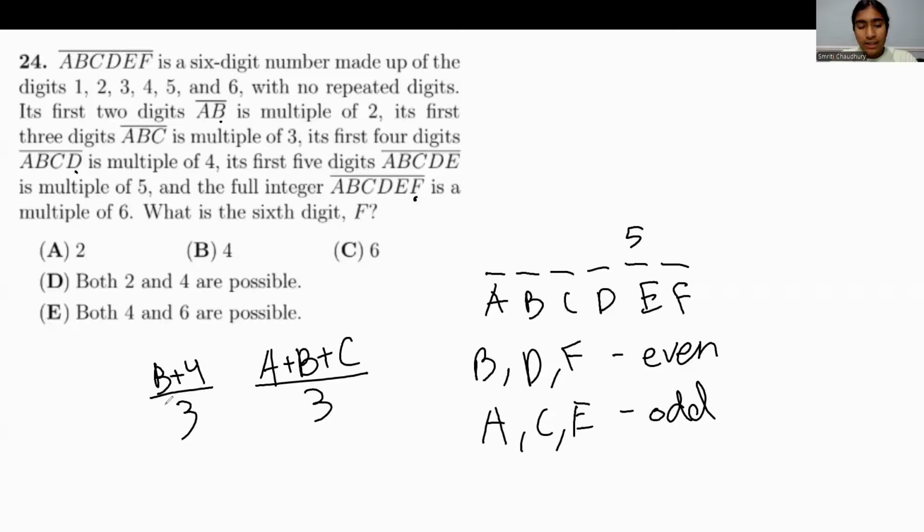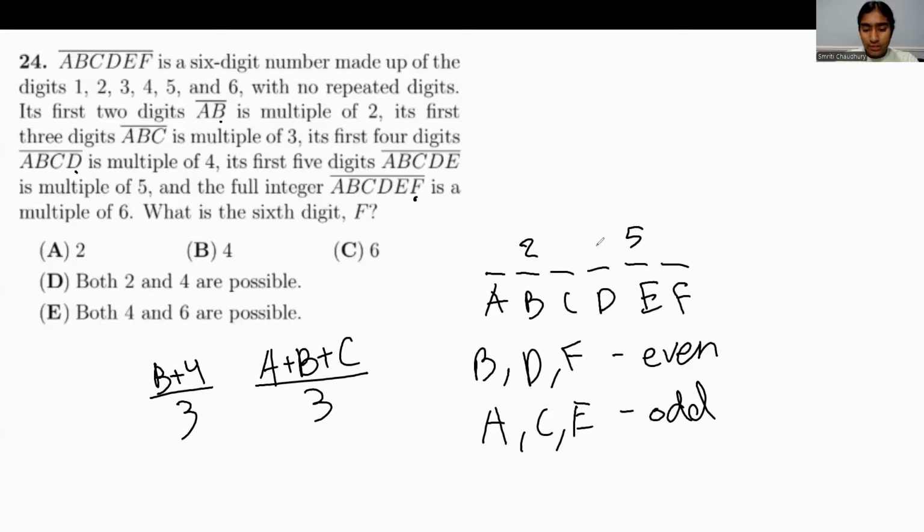Now, B can either be 2, 4, or 6. If it were 6, 6 plus 4 is 10, and 10 is not divisible by 3. If it were 4, 4 plus 4 is 8, which is also not divisible by 3. But if it were 2, 2 plus 4 is 6, which is divisible by 3. So B must be 2.